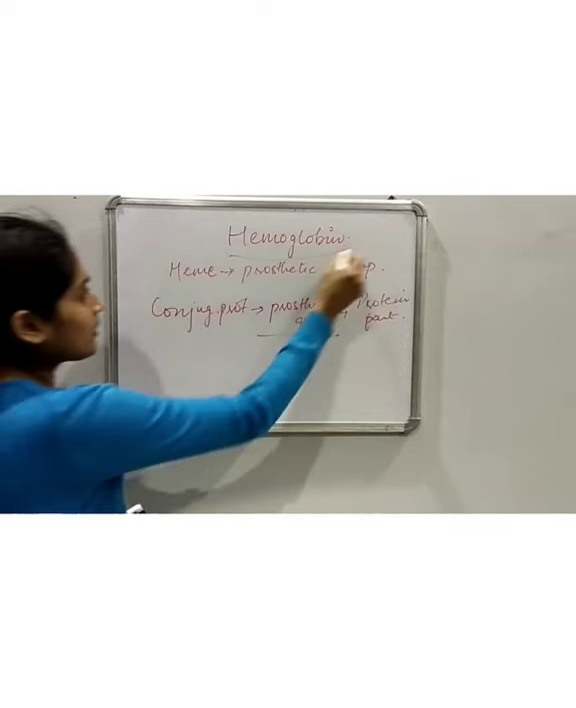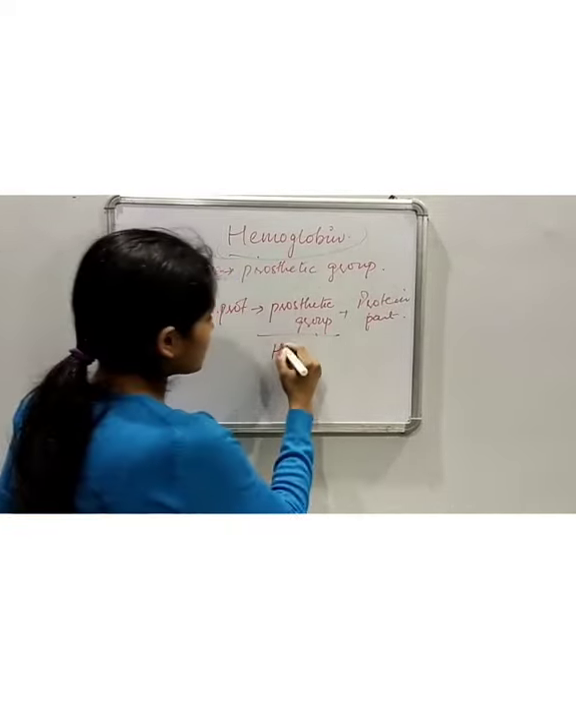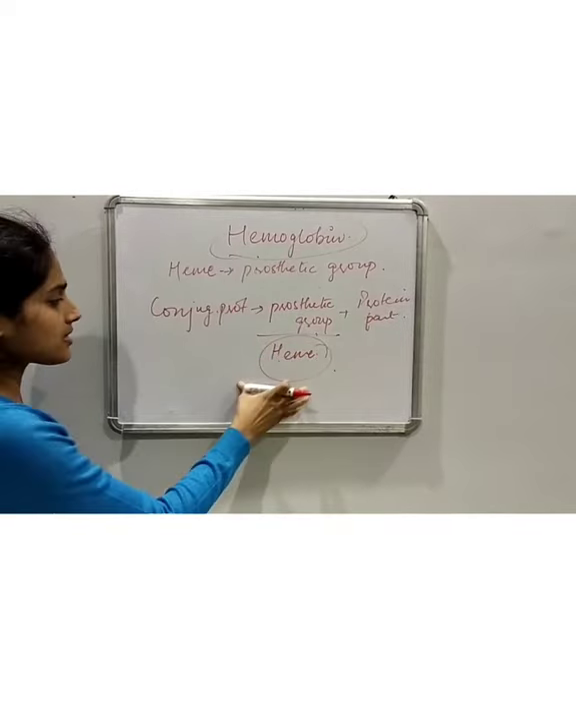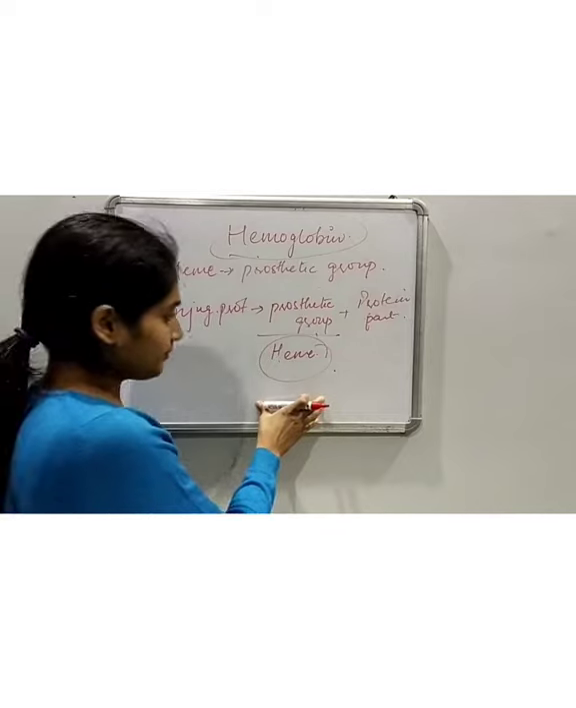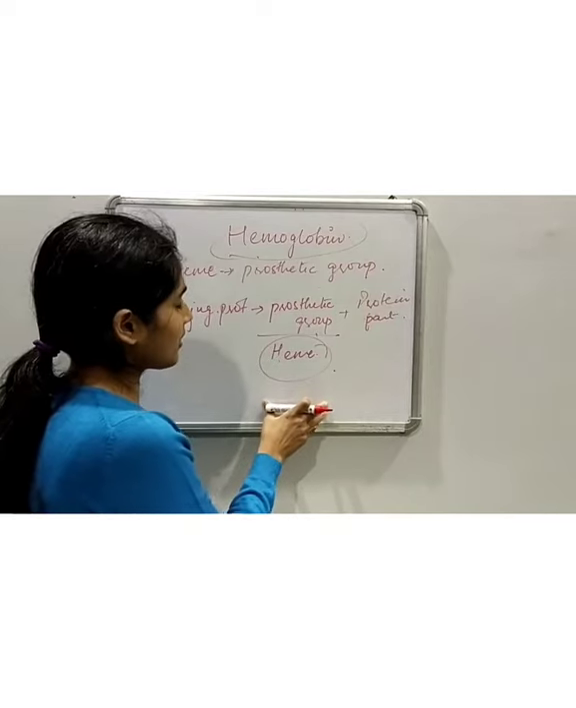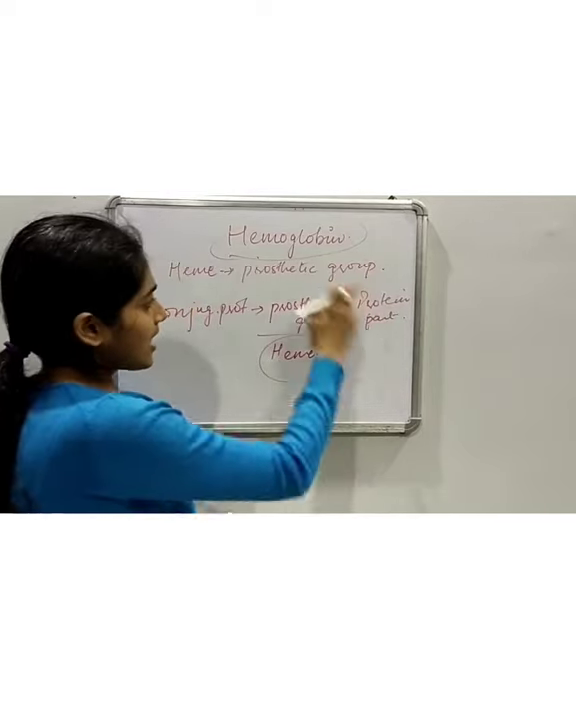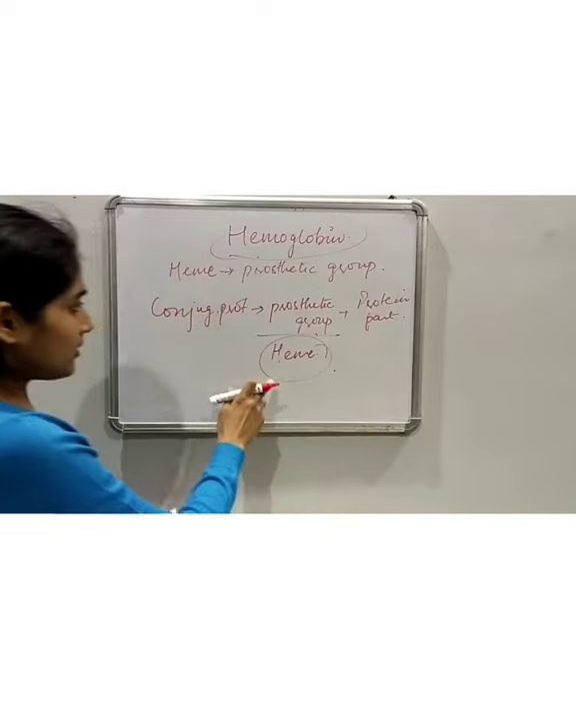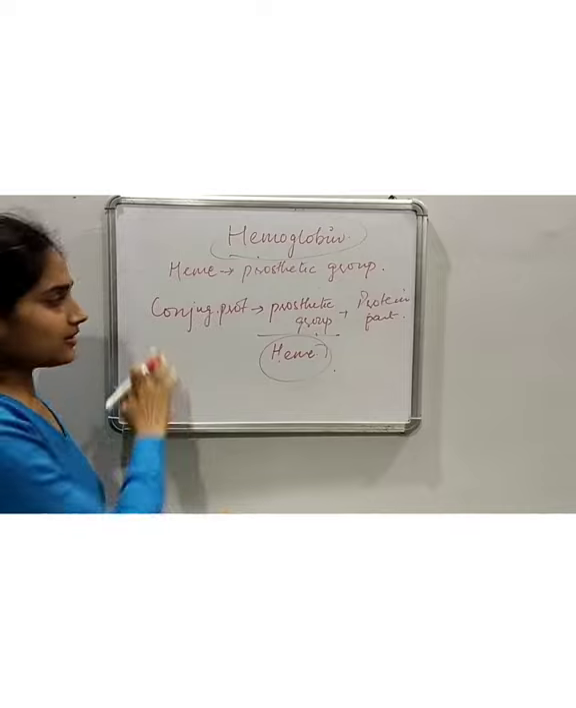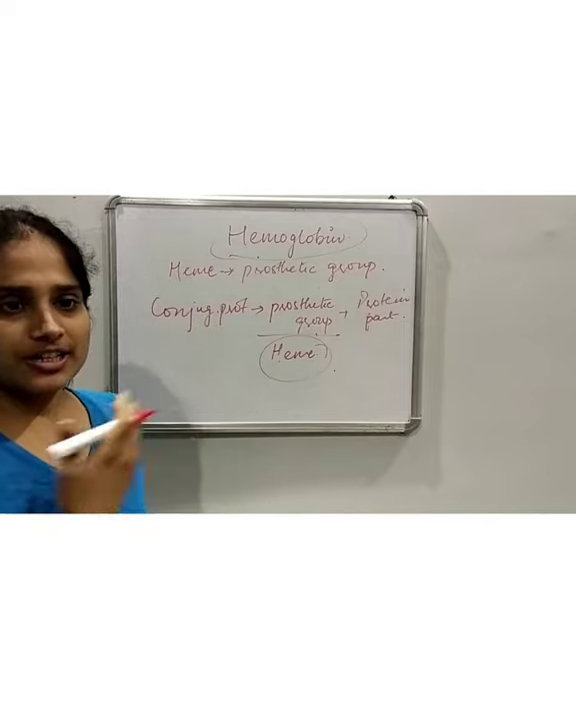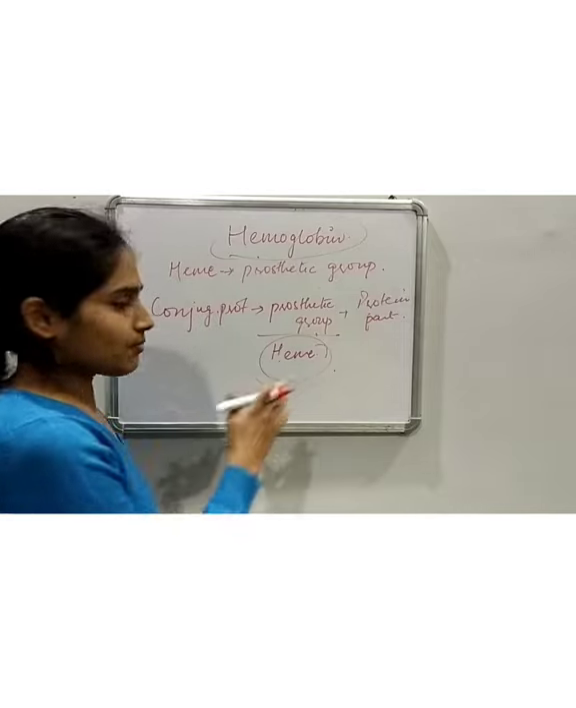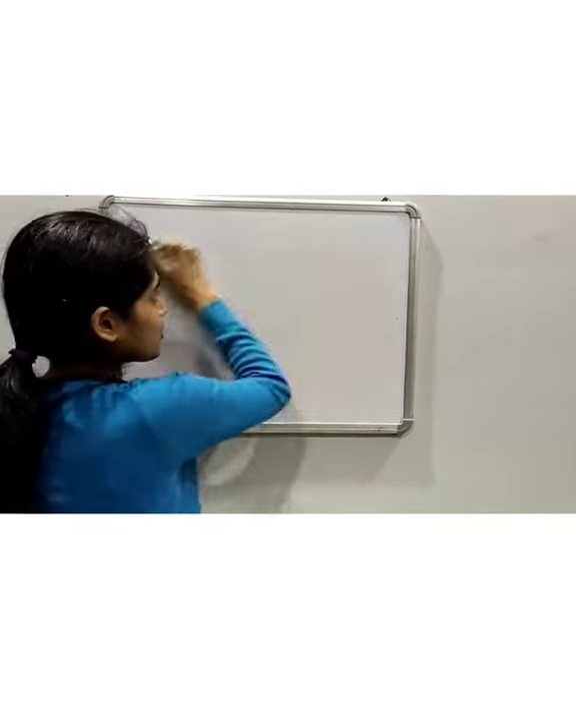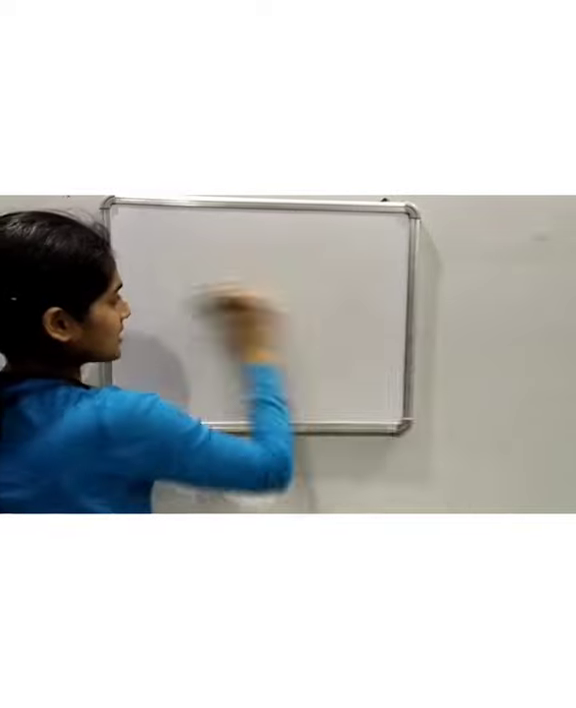So in hemoglobin, heme is the prosthetic group. And what is heme? Its base is the porphyrin ring, and this acts as the prosthetic group. Alright, so we'll now discuss the structure and functions of the hemoglobin protein in detail. So we'll continue with this.